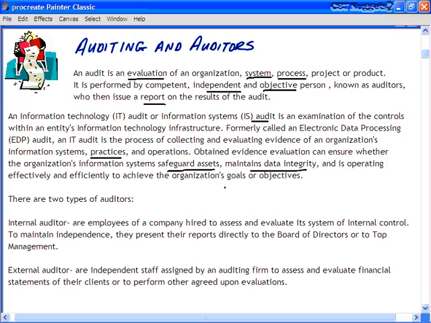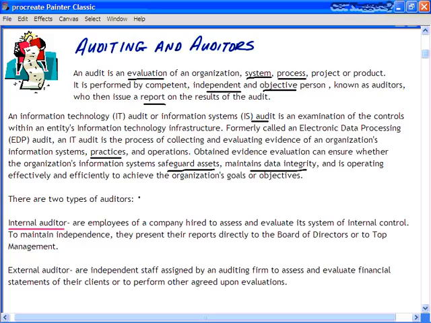But there are 2 types of auditors. You've got internal auditors who are employees of the company that are hired to assess and evaluate these information systems. They're going to present their reports and their results directly to the board of directors or the top management, and they're expected to maintain their independence and their objectivity as part of their job description.